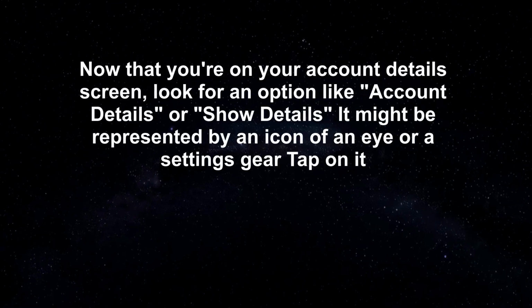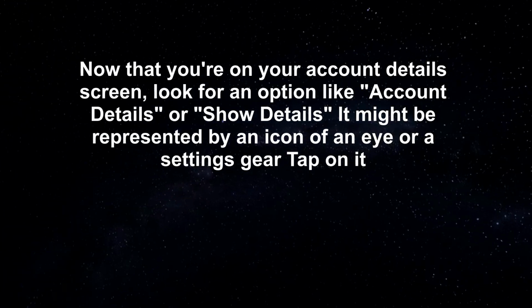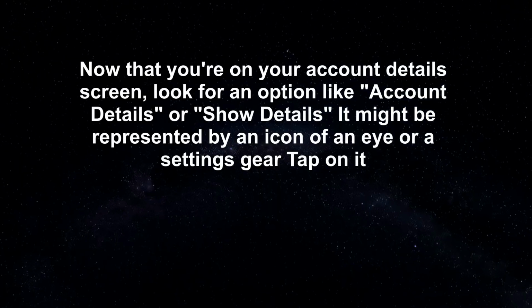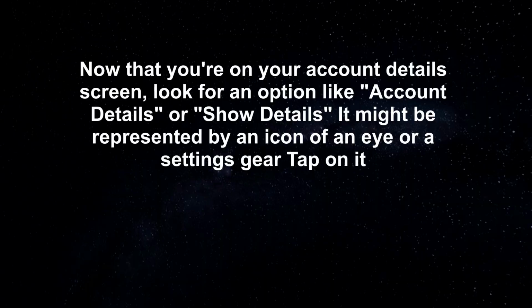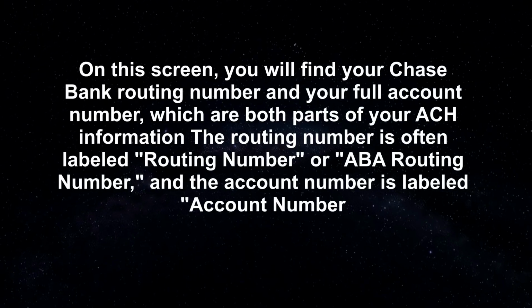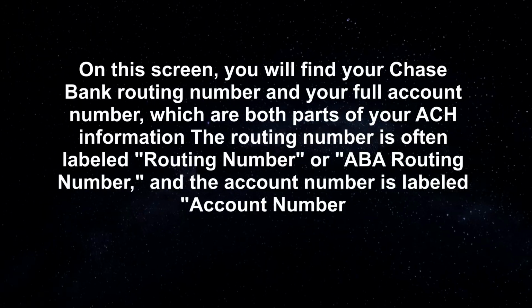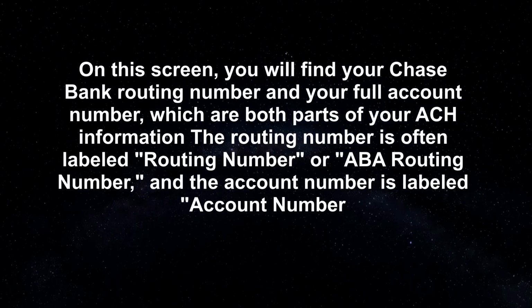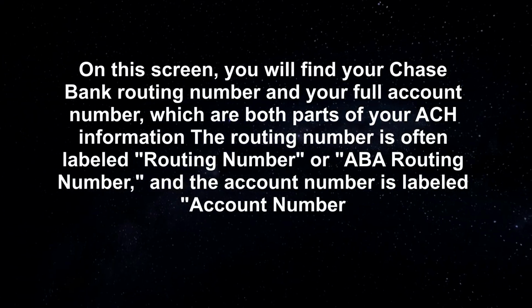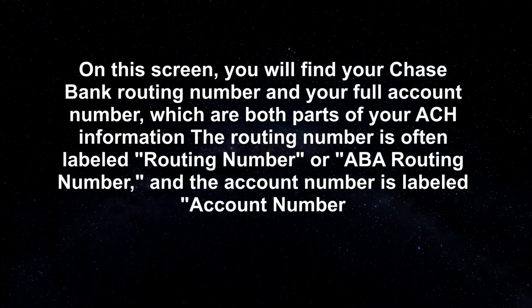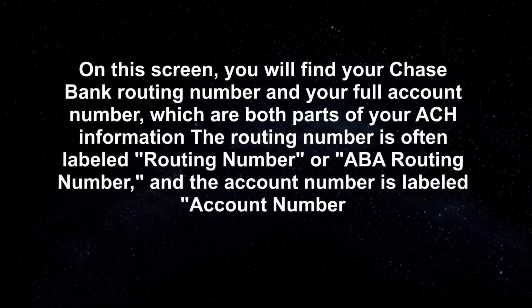Now that you're on your account details screen, look for an option like Account Details or Show Details. It might be represented by an icon of an eye or a settings gear. Tap on it. On this screen, you will find your Chase Bank routing number and your full account number, which are both parts of your ACH information. The routing number is often labeled routing number or ABA routing number, and the account number is labeled account number.